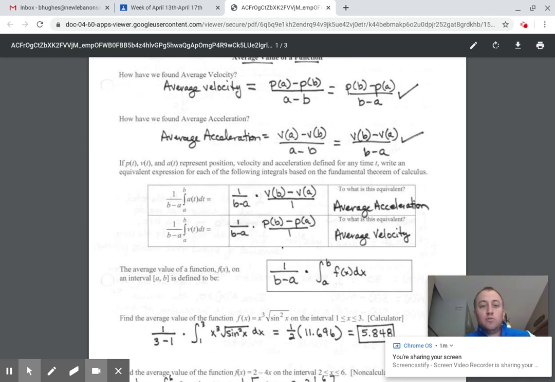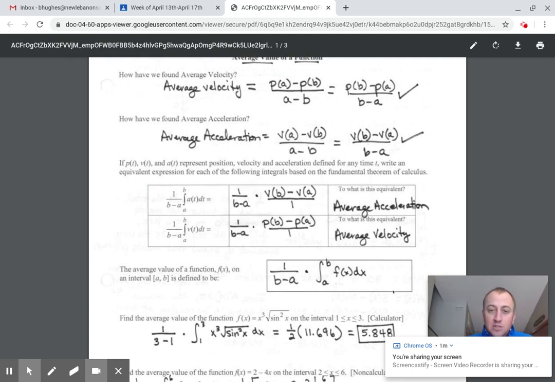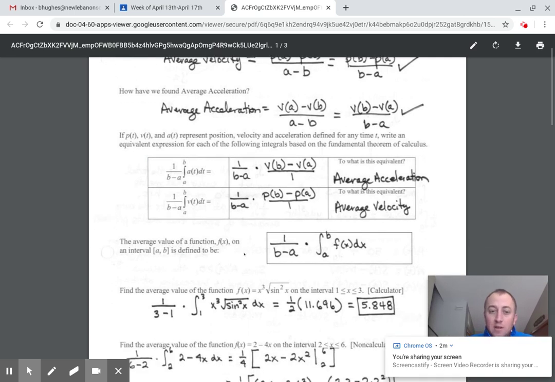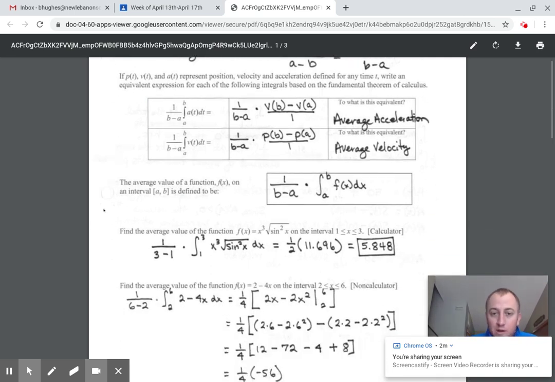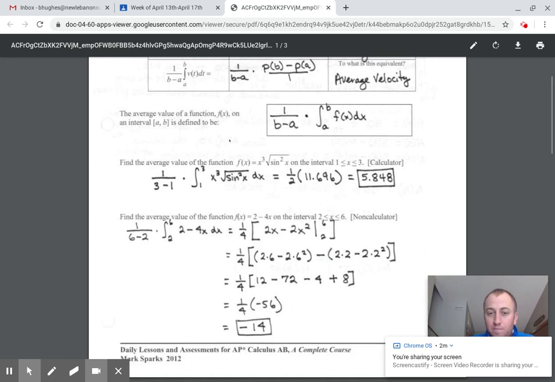And the same is true here if I look at 1 over B minus A times the integral from A to B of v of t dt. I know that the antiderivative of the velocity is the position. So that would end up being exactly the same thing and equivalent to the average velocity. So the average value of a function is going to be defined as 1 over B minus A times the integral from A to B of f of x dx.